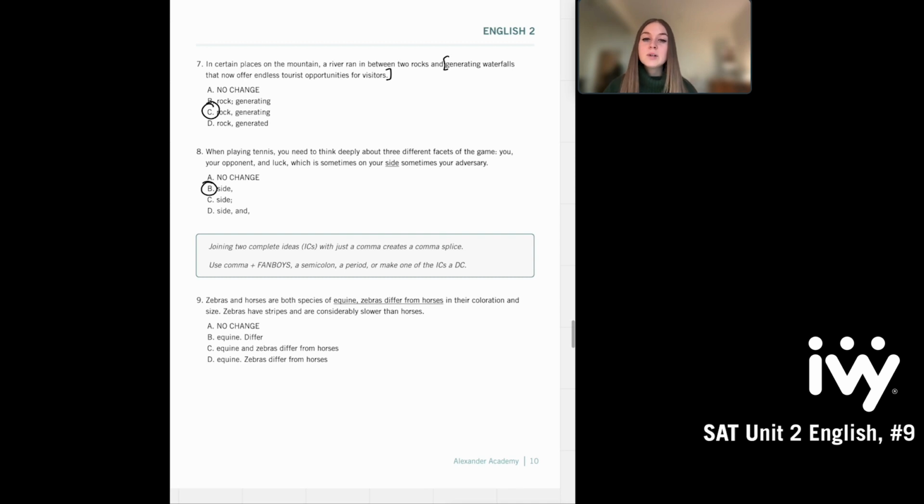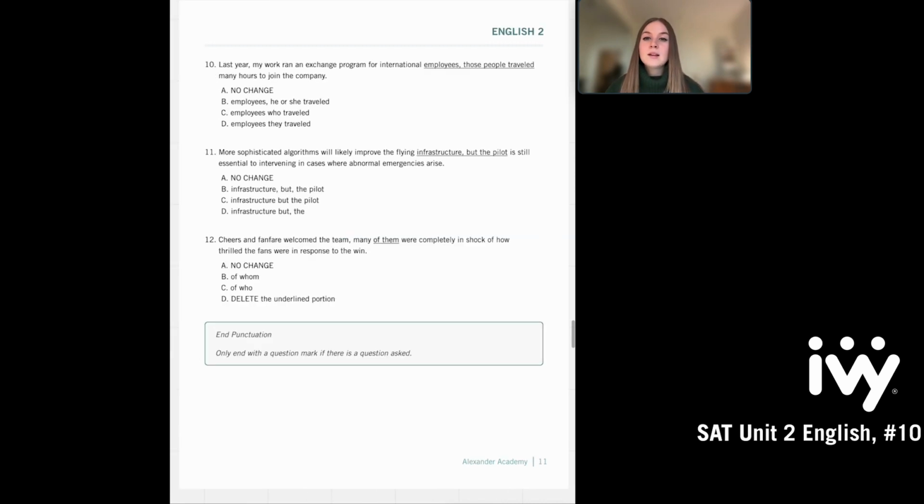Number 9, zebras and horses are both species of equine. Zebras differ from horses in their coloration and size. Zebras have stripes and are considerably slower than horses. In this example, we have an independent clause that ends with the word equine, and then another independent clause beginning with the word zebras here. Therefore, we cannot join those with just a comma. We can create two separate sentences as in choice D.